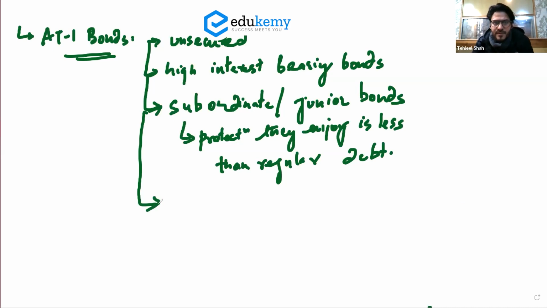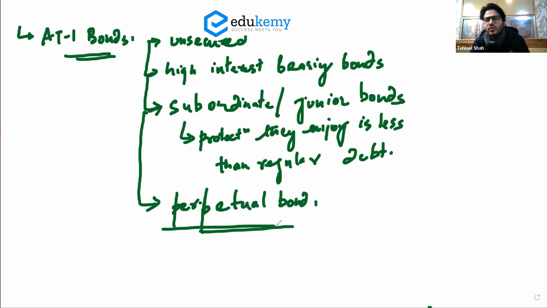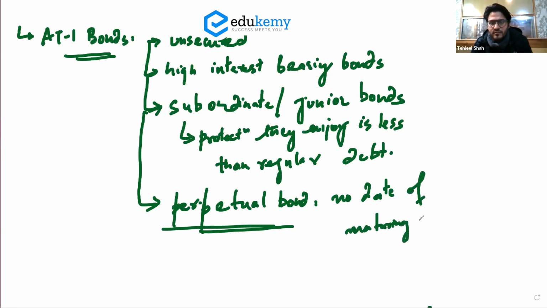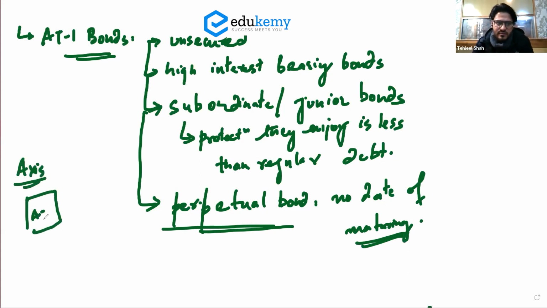Then next point, they are perpetual bonds. What do we mean by perpetual? That there is no date of maturity. इन bonds का कोई date of maturity नहीं होता. Suppose this is Axis Bank. Axis Bank needs money. Axis Bank has issued an AT1 bond, and this AT1 bond is providing maybe an interest rate of 15%. So every year you'll be getting 15%.